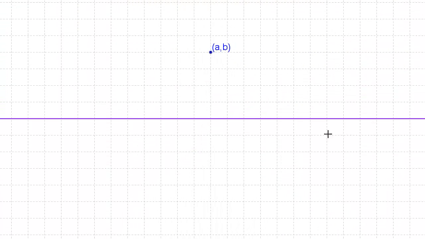So let's set that up. Let's have a point with the coordinates a comma b, x coordinate a, y coordinate b. We're going to call that the focus. And then let's have a line here. You can see that represented with the purple line. Coordinates y equals k, it's a horizontal line. And we're going to call that the directrix, the building blocks of the parabola.